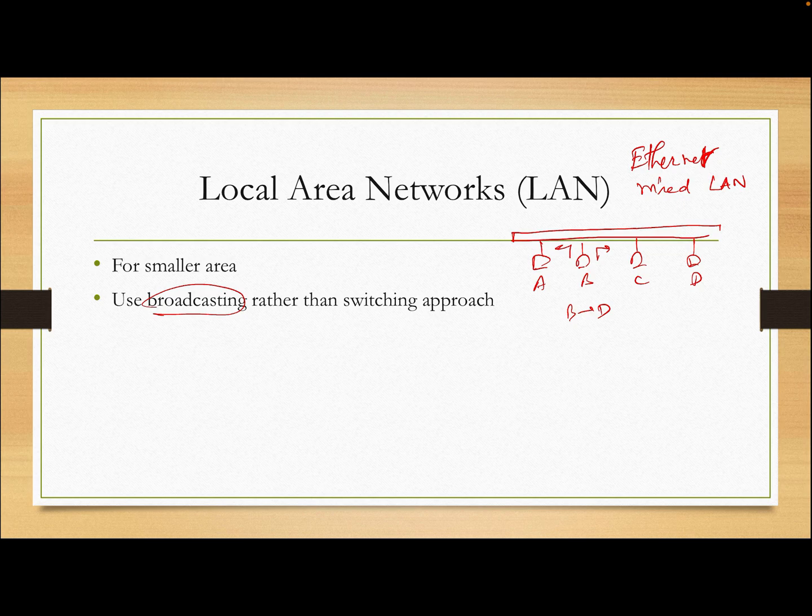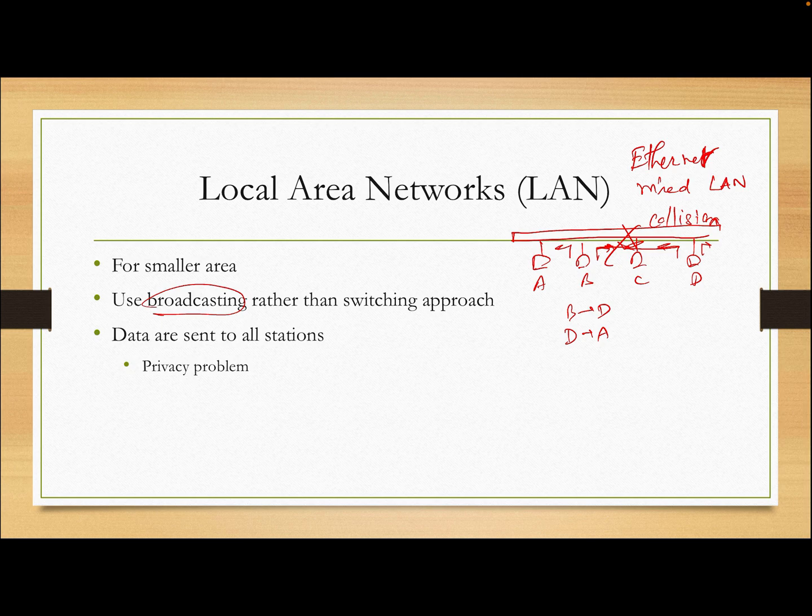Now suppose D wants to send to A. It will send, and then this one will send, and they will collide, or we say a collision occurs. So they will collide, and then no one can understand the mixing of the signals.